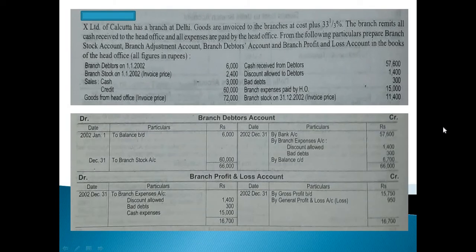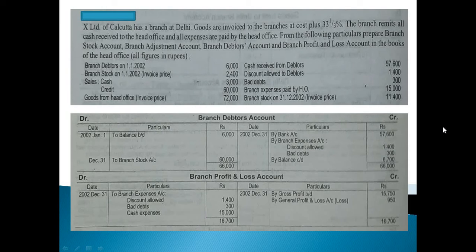Now the next ledger is the branch debtors account. So as we have done in the class, again it has to be started with the opening balance of debtors. So if you look from the problem, the opening balance of debtors is rupees 6,000. Then we have the credit sales. So this credit sales has appeared in the branch stock account, so that's why it has been cross entry from the branch stock account for rupees 60,000, and it appears on the debit side.